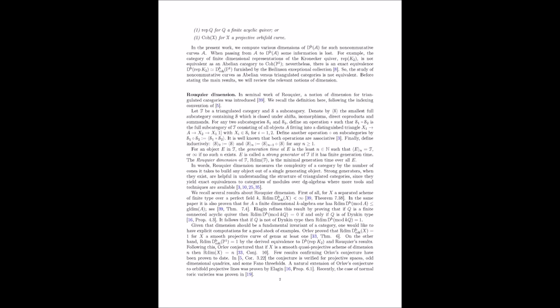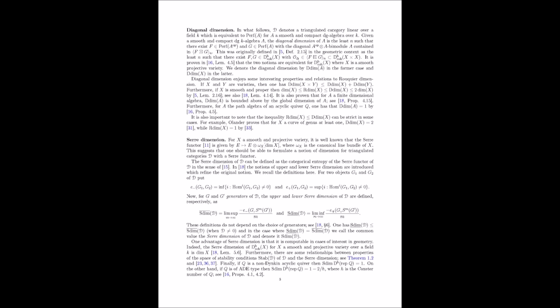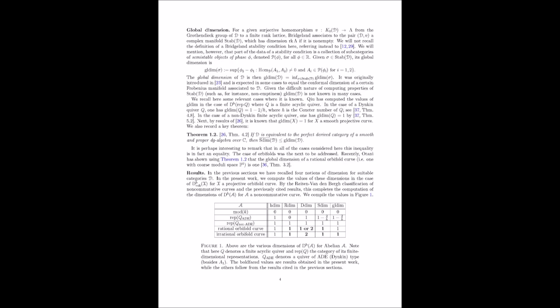Precisely. Now, diagonal dimension takes a different approach. It focuses on a special object in the category called the diagonal. This object represents the identity of the category. And the diagonal dimension measures how easily you can construct this diagonal using combinations of simpler objects. Got it. And what about Serre dimension? That one always sounded a bit mysterious to me.